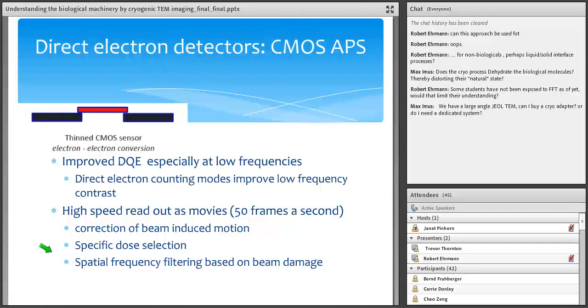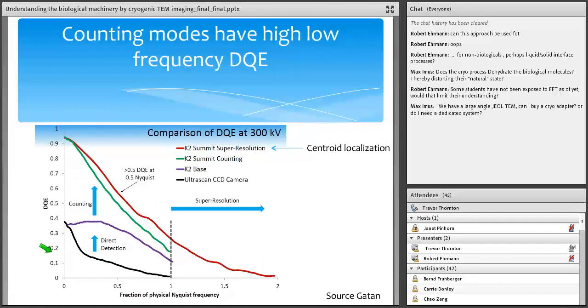Absolutely, yes. And so this is a plot of the DQE of the current standard CMOS camera, which is produced by a company called Gatan. It's the K2 Summit. And so there's two things that this camera can do that are quite unique. One is it can go into counting mode, so it can count each electron event. But it requires you to have a very low flux of electrons, or very few electrons per second.